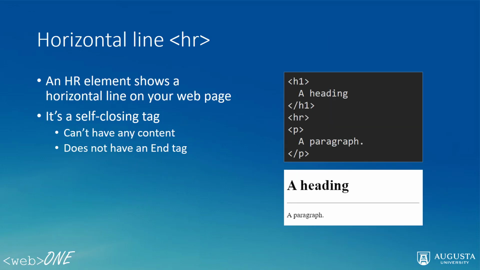HR tags are used to create a horizontal line. Sometimes it's good to add a horizontal line between two sections. Here you see that we have a heading and a paragraph, and it looks good to add a horizontal line like this. Horizontal line is a self-closing tag. That means that it cannot have any content and consequently it doesn't need any closing tag.